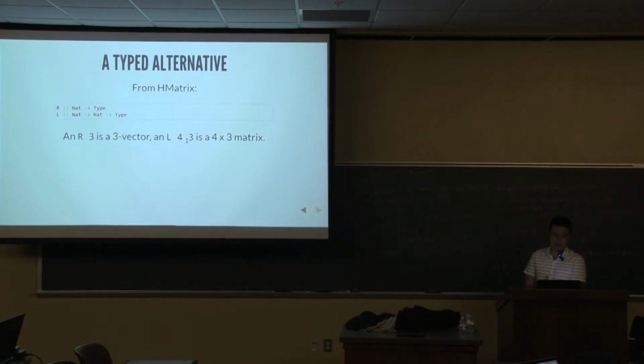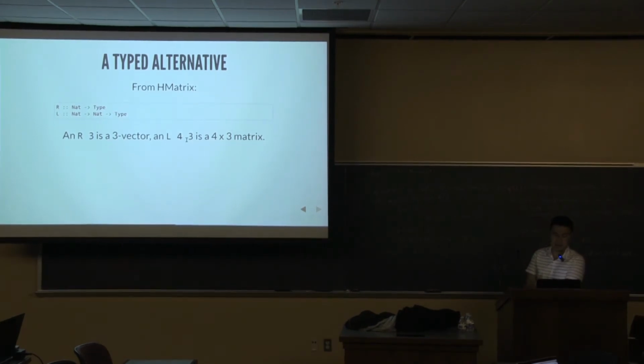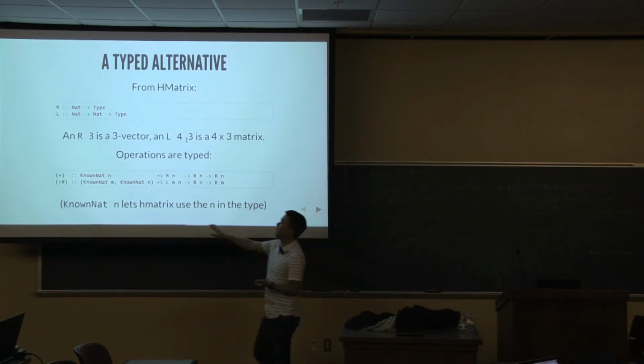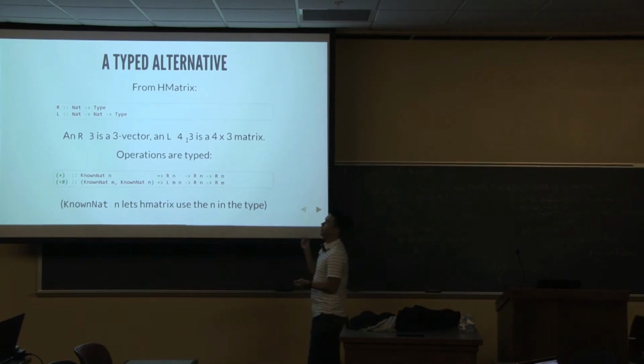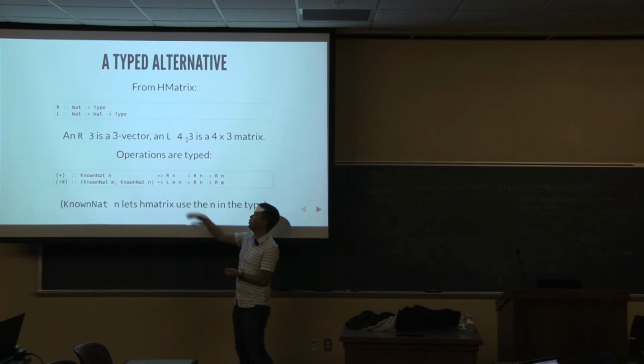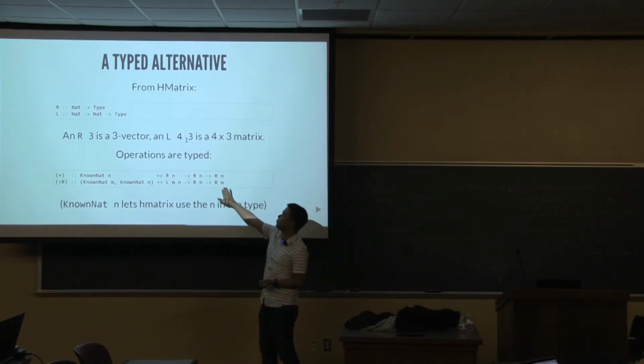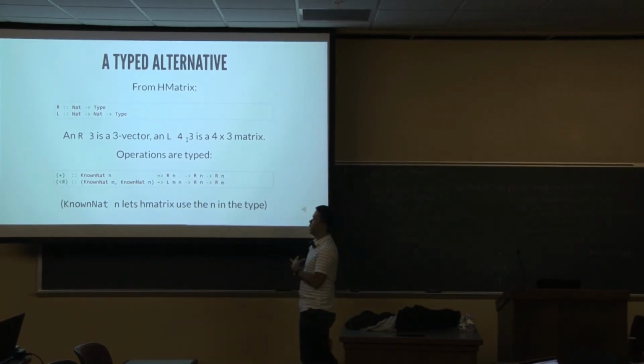HMatrix has the types we're using, vectors and matrices. So an R 3 is a 3-vector, and L 4 3 is a 4-by-3 matrix, and our operation is now typed using HMatrix. So you can only add vectors of the same size, right? If you give two differently sized vectors, this would be a compile error. You can't even compile it. If you multiply improper matrices with vectors, that'd be a compile error. It won't compile. The compiler helps you, and the result also is properly typed.